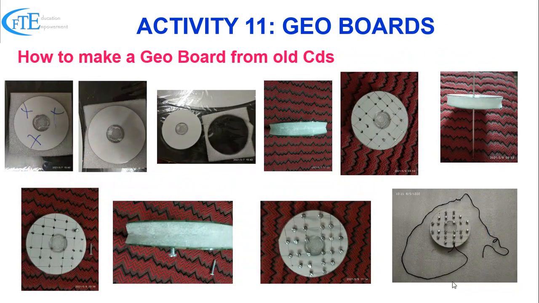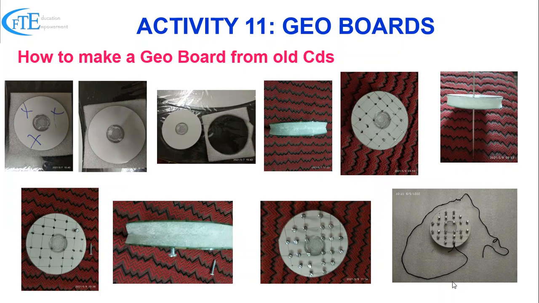Here are the steps that will enable you to make a Geo board with an old CD. First, take two old CDs and stick them on a styrofoam sheet. Cut out the extra styrofoam sheet, then stick the two CDs back to back. The two styrofoam sheets should be stuck together.